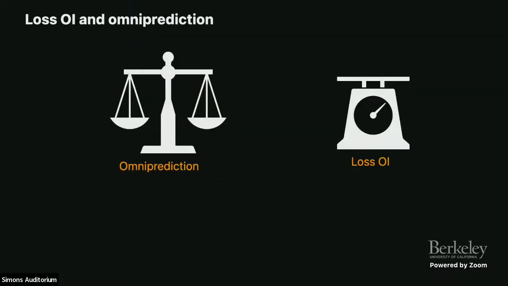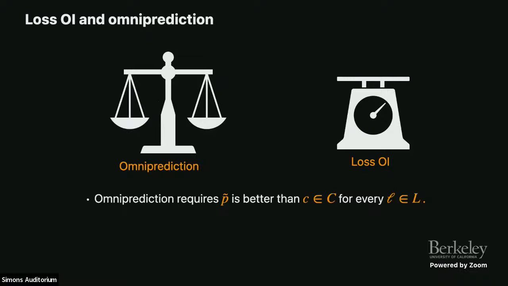Okay, so just to summarize, to compare loss OI and omni-prediction: omni-prediction just compares your omni-predictor with the hypothesis in C. As long as it does better, you're okay, right? So it's like these balance scales here. You can tell which is better, but you don't care by how much. In loss OI, we replace this with a digital device, and we're able to measure exactly how much the omni-predictor is better by. And now we want this to exactly equal what we see in the simulation, right? No less and no more.